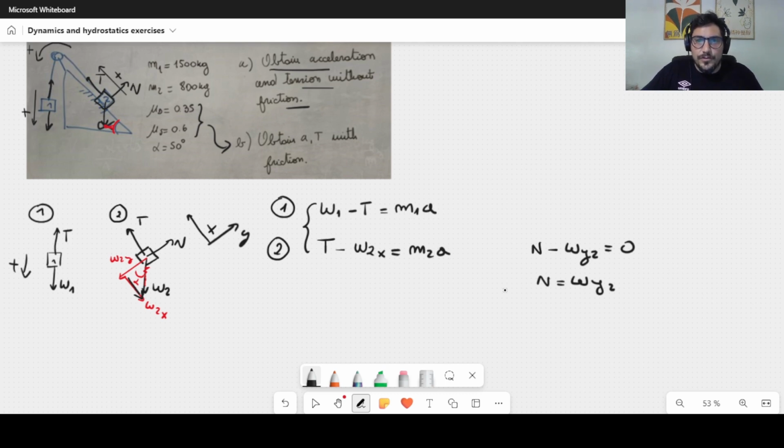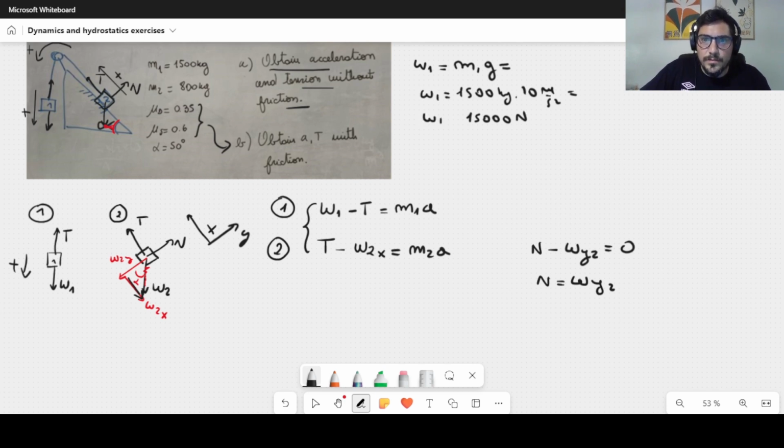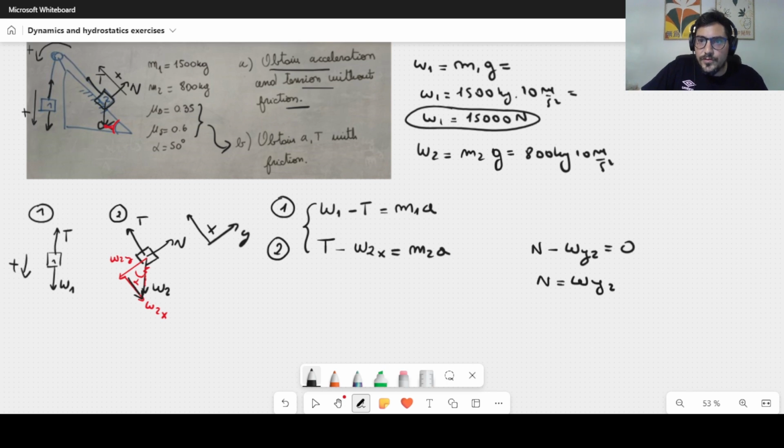But before solving the system, we are going to obtain weight 1. Weight 1 is mass 1 times gravity, so it is 1,500 kilograms times 10 meters per second squared, so the weight is 15,000 Newton. What happens with weight 2? The whole weight is mass 2 times the acceleration due to gravity. So we have 800 kilograms times 10 meters per second squared, and we obtain 8,000 Newton.